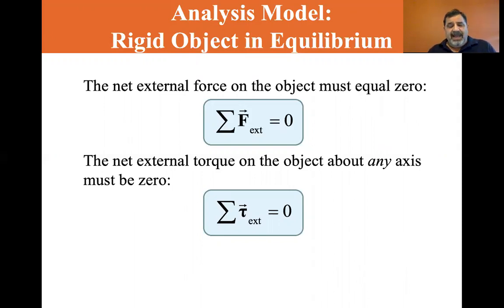So my laptop on this table, it's got a downward gravitational force, but the table gives a normal force, and so the laptop isn't moving. The sum of the forces is equal to 0. Now there's a second requirement for objects in equilibrium. The net external torque on the object about any axis must be 0.